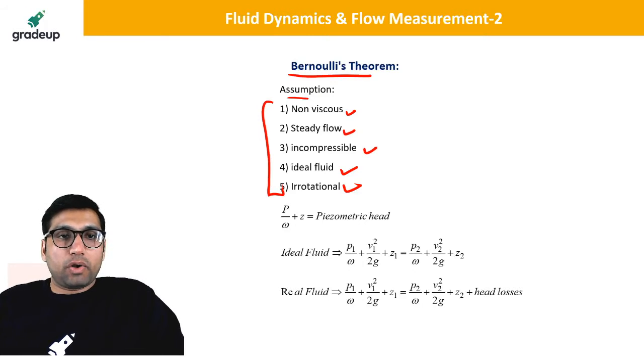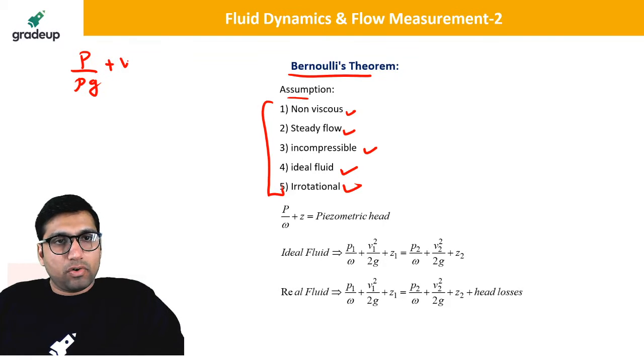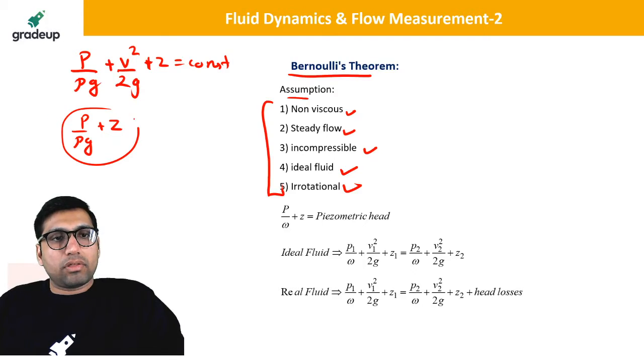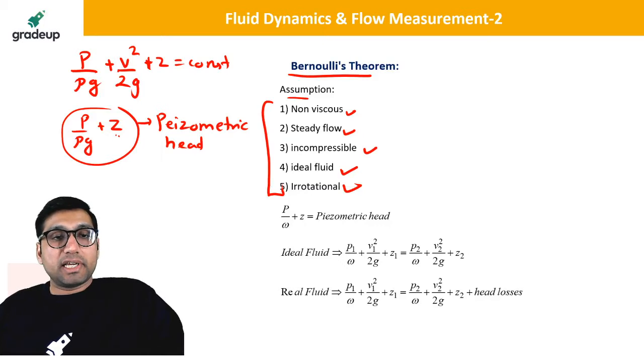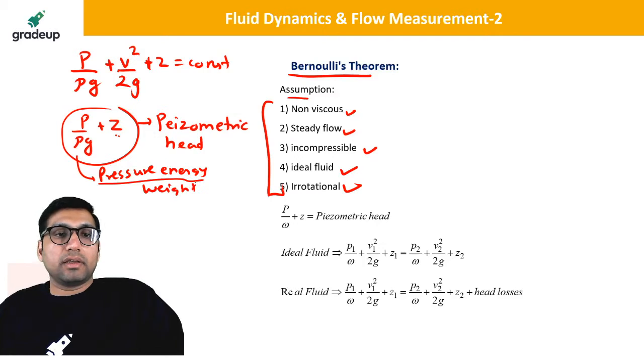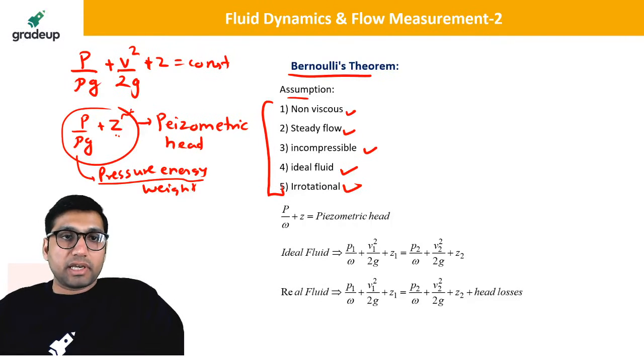Now in this Bernoulli equation we have got P by rho g plus V square by 2g plus Z is equal to constant. In this equation, the term P by rho g plus Z is also called piezometric head. What is piezometric head? It is equal to the sum of the pressure head plus potential head. The pressure head is the pressure energy per unit weight. This is the potential energy per unit weight, and this is the kinetic energy per unit weight.